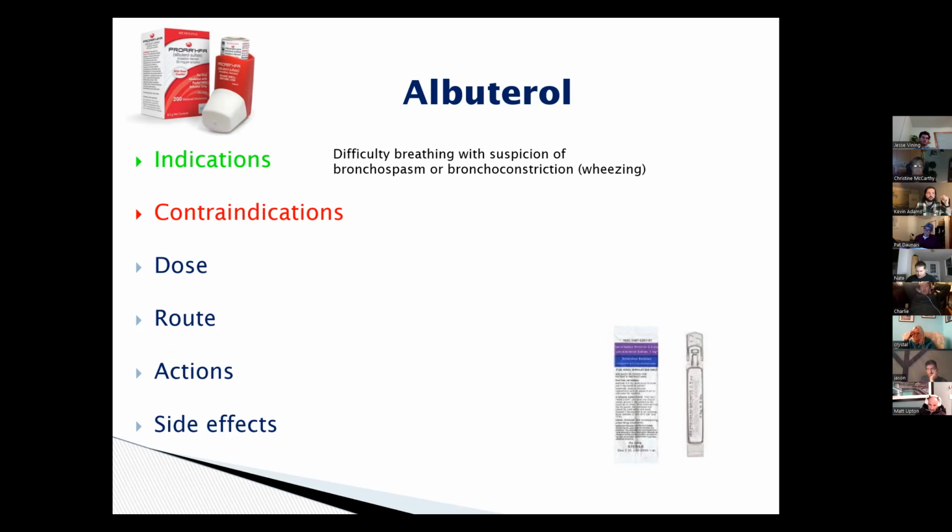Now, albuterol won't help if somebody is having difficulty breathing that is not related to bronchial constriction. If somebody just ran a little bit and they're out of breath, or something else, they're having a pulmonary embolism, it's not going to help. This is only good when their bronchioles are constricted. And for us to determine that, we have to be able to hear audible wheezing with our ears.